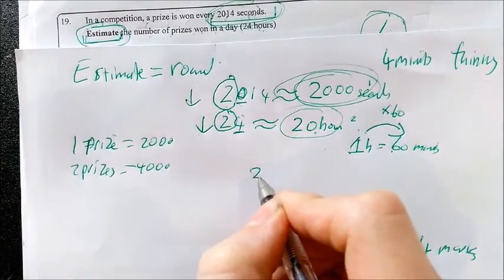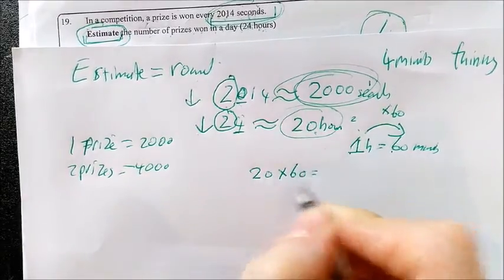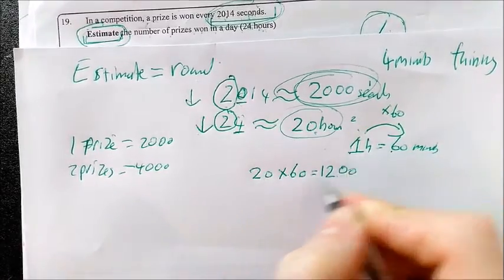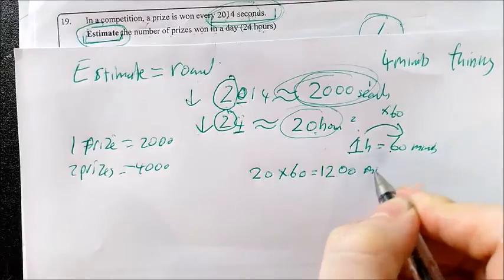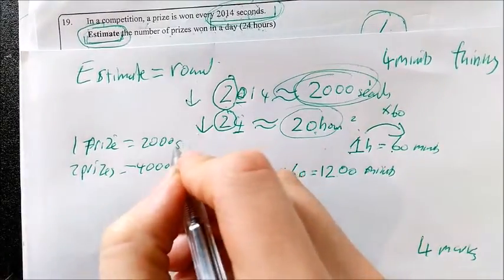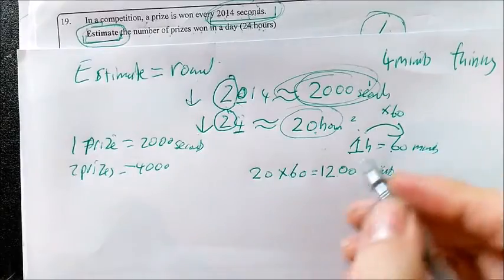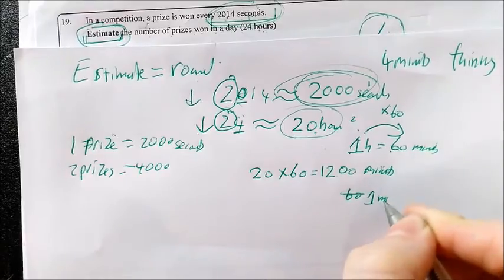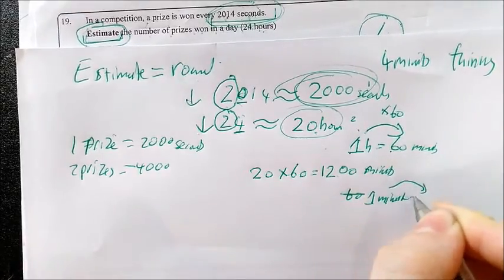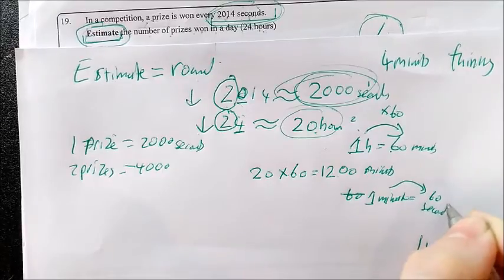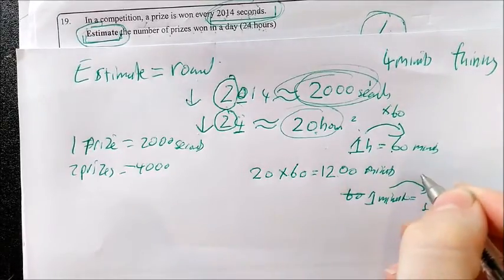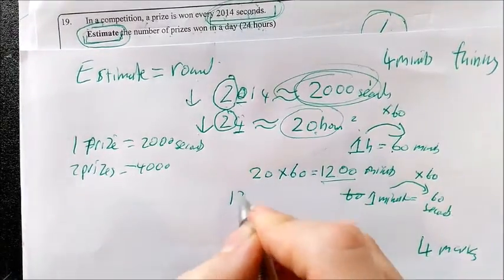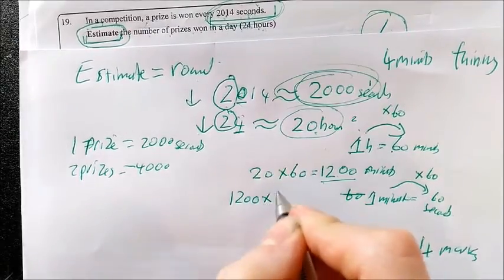So I'm going to do 20 times 60, which is going to give me 6 times 2 is 12, times 100, 1,200 minutes. But I'm still not on the right units because I want seconds. So then I'm going to do, 1 minute converts to 60 seconds. So what do I have to do to a minute to get into seconds? I need to times by 60. So I've got 1,200 minutes in a day approximately, times that by 60.